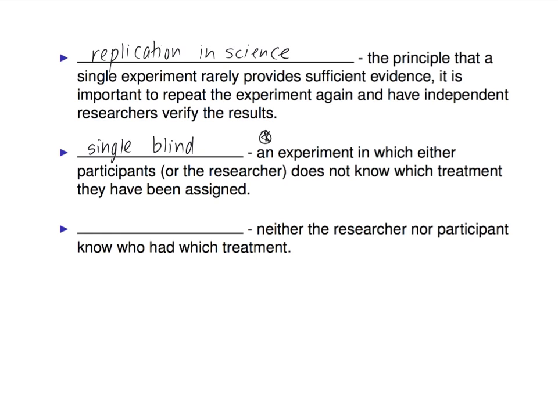In some cases, neither the researcher nor participant knows who had which treatment. That's called double blind.